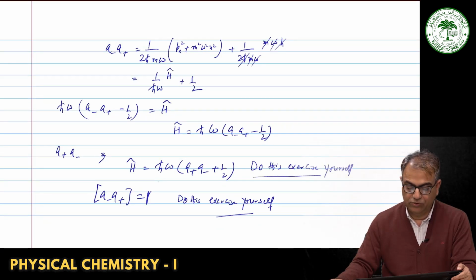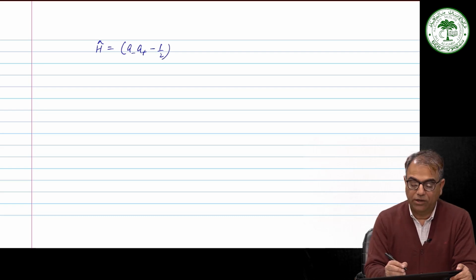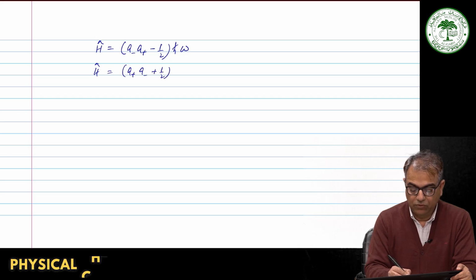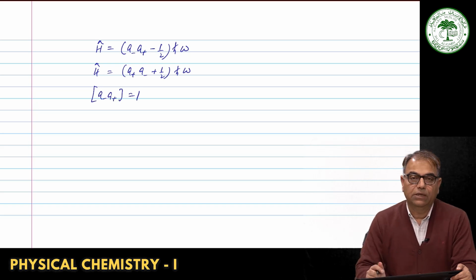So what we have, the take home message is that Hamiltonian could be expressed in the form of ladder operators a minus and a plus into h cross omega, or Hamiltonian could be expressed as a plus a minus plus 1 by 2 h cross omega, and the commutator for this a minus a plus is equal to 1. Using this relationship, we can apply Schrodinger wave equation to a function and find out the next energy level, first energy level, second energy level, third energy.